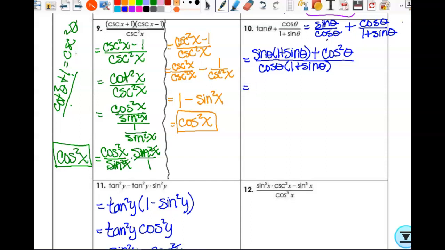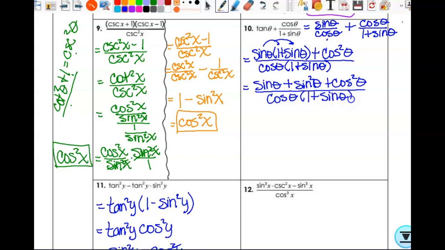So my numerator becomes, when I distribute, I'm going to get sine theta plus sine squared theta plus cosine squared theta all over cosine theta times 1 plus sine theta. Everybody with me? Any questions about where anything came from?